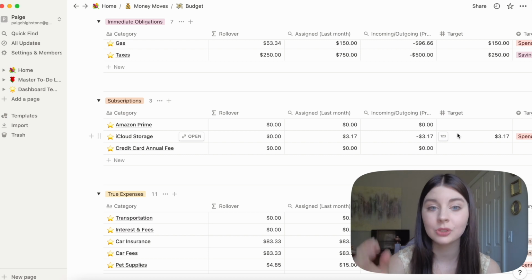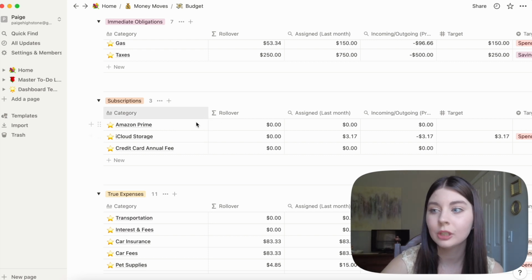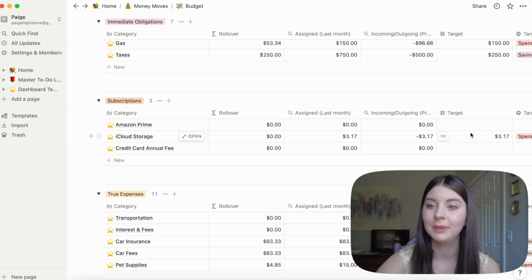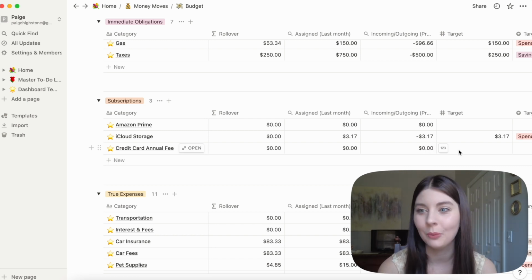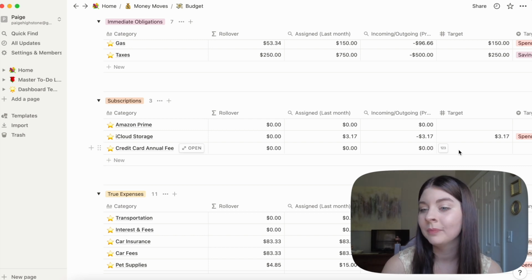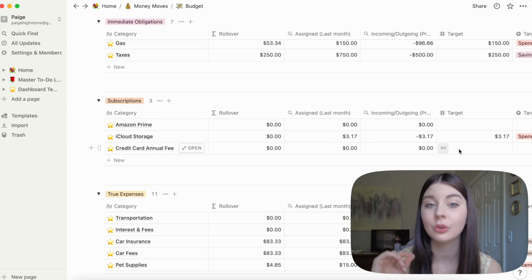$3.17. I've been slowly canceling all of my subscriptions. So I did have more listed here, but as I end up canceling them, I've been deleting the rows. So this credit card annual fee is one that I am about to cancel because I don't want to pay for the credit card annual fee anymore. And I pretty much got my use out of that credit card because it's what gave me that huge bonus to be able to pay for my laptop with credit card points. So that will be deleted as soon as I cancel that credit card.